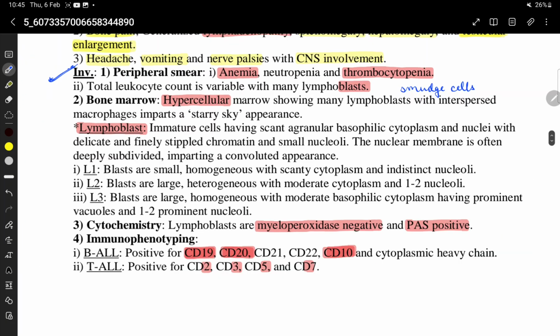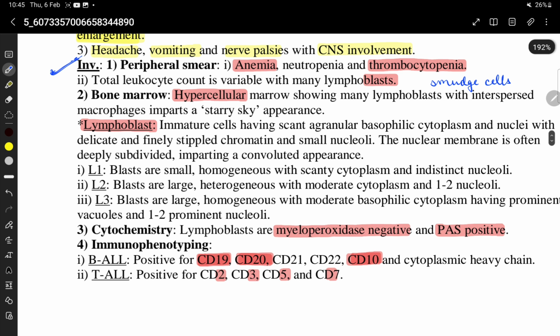Investigations or laboratory diagnosis of ALL. Peripheral smear will show anemia, neutropenia and thrombocytopenia. Total leukocyte count is variable with many lymphoblasts. As it is acute lymphoblastic leukemia, there will be many lymphoblasts. There is marked leukocytosis with many lymphoblasts. You will also find smudge cells.